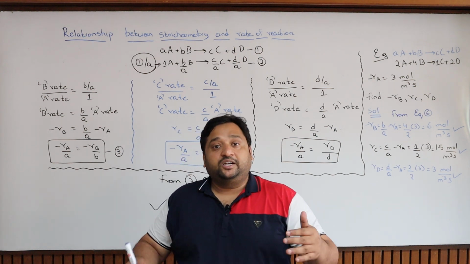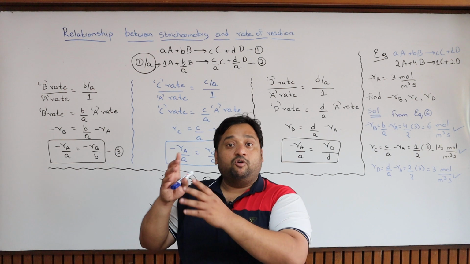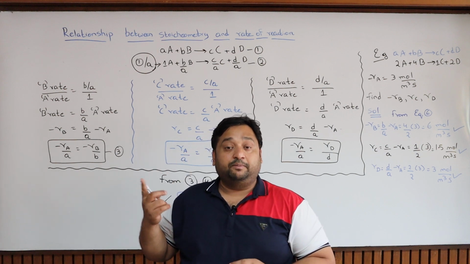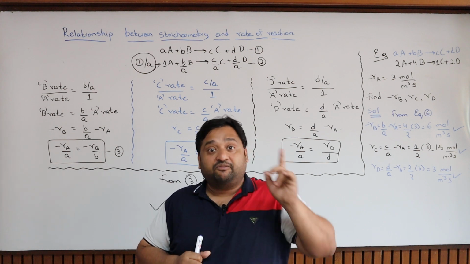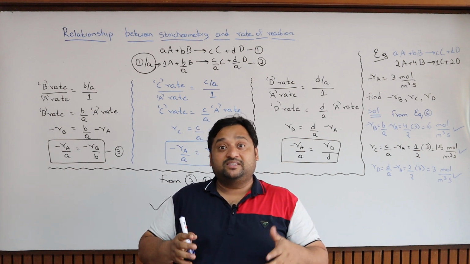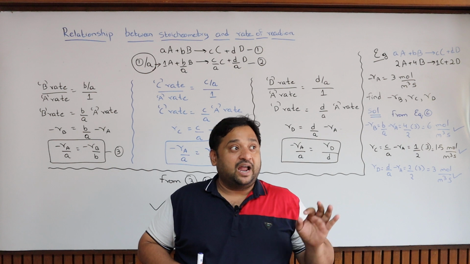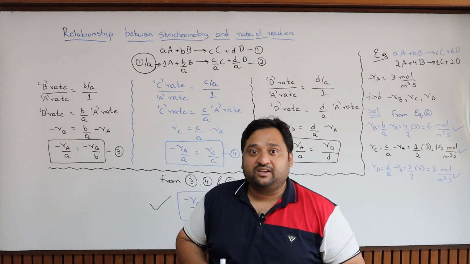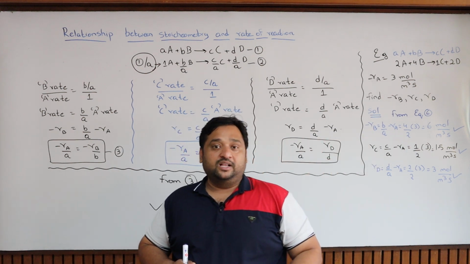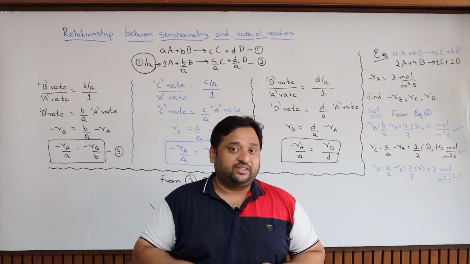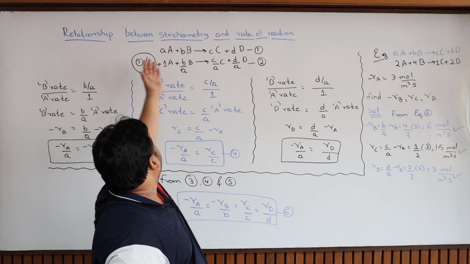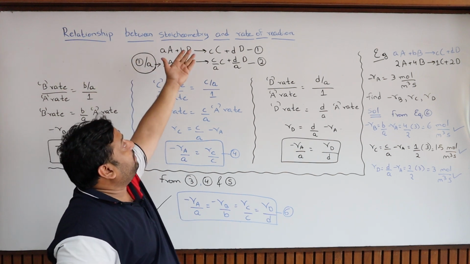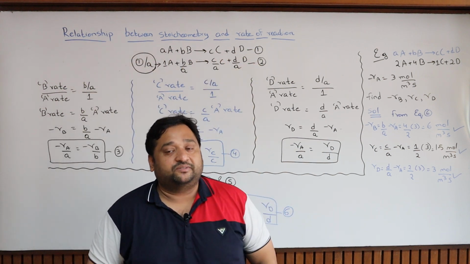In today's lecture, if you know the speed of A, that means the speed at which A is consumed, you have to find out the speed at which B is consumed and the speed at which C and D are formed. Let us discuss that today. That is why the topic today is called stoichiometry, the relationship between stoichiometry and rate of reaction.